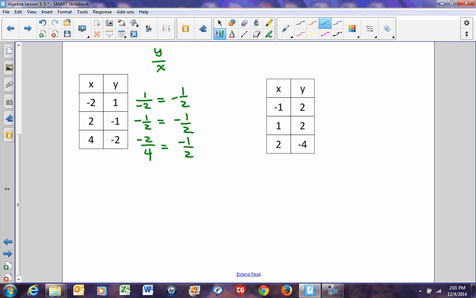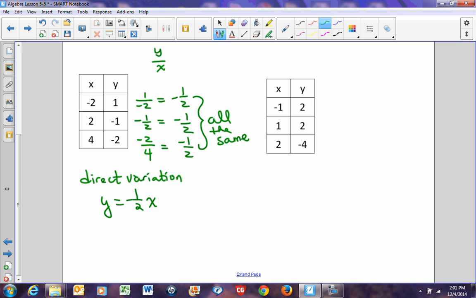The ratios are all the same. Since the ratios are all the same, that means it is a direct variation equation. As long as the ratios stay constant, it's a direct variation equation. So this is direct variation. And I can write the direct variation equation for it because I now know what k is, because k is -1/2. So it would be y equals -1/2 x.